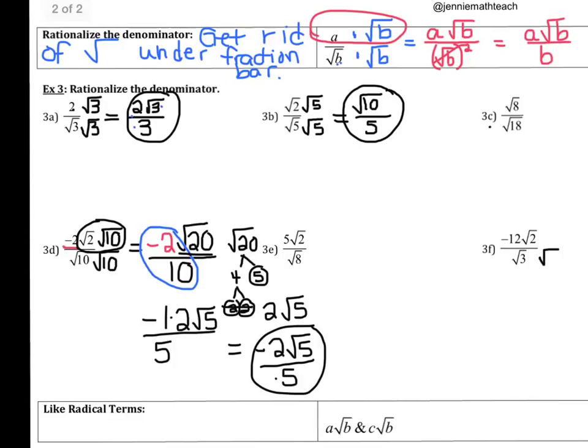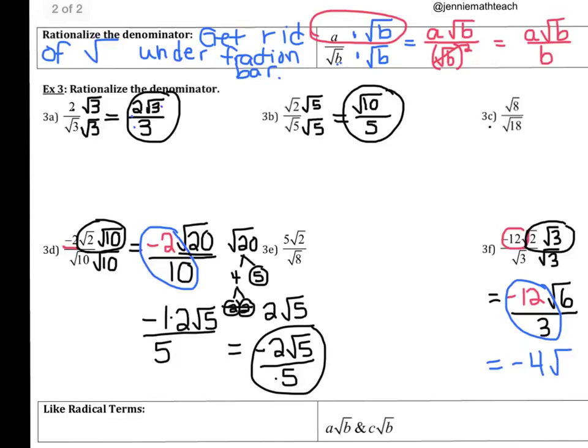We're going to multiply by the square root of 3 here and the square root of 3 here. So, on the top, we have the negative 12 out front, so I'm going to write that. The 2 times 3 is going to become the square root of 6, and on bottom, we have plain 3. So what can we reduce here? Well, negative 12 divided by 3 is negative 4. And can we break the square root of 6 up? No, we can't further simplify that. So that's the final answer to 3F.